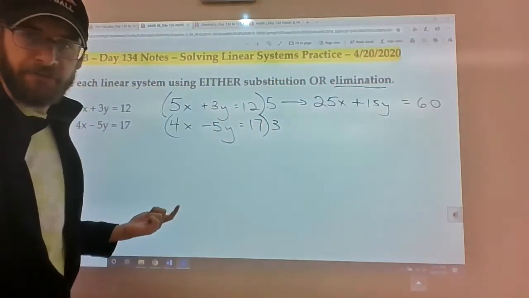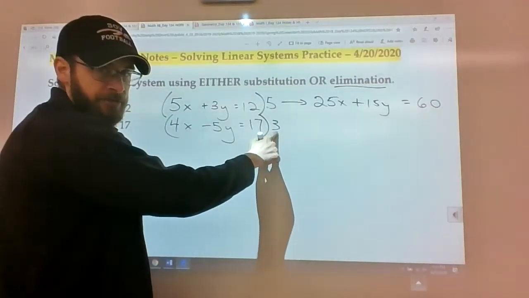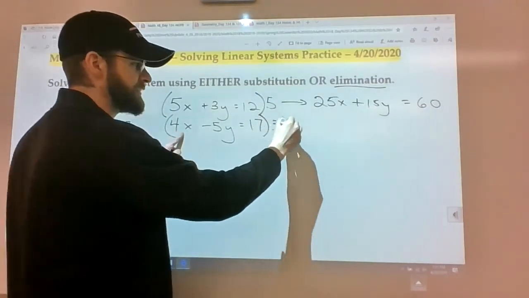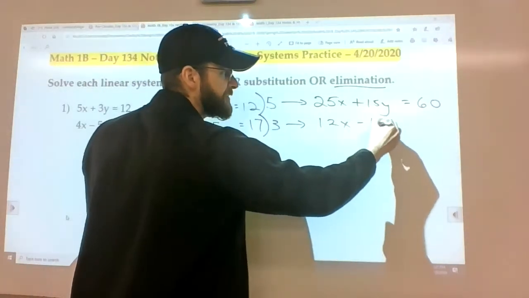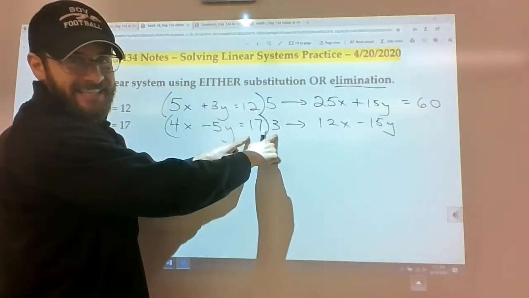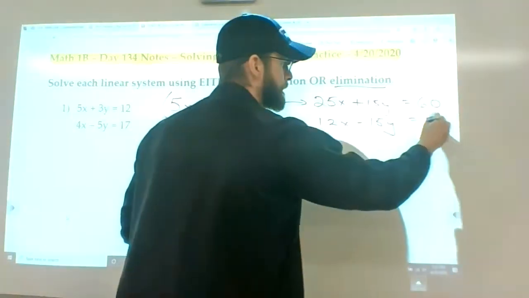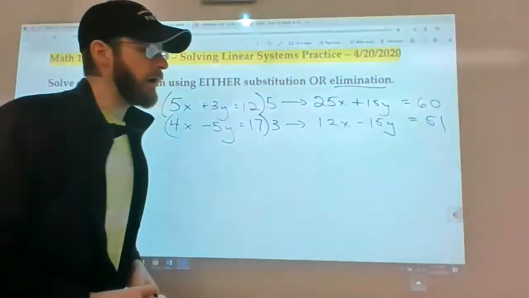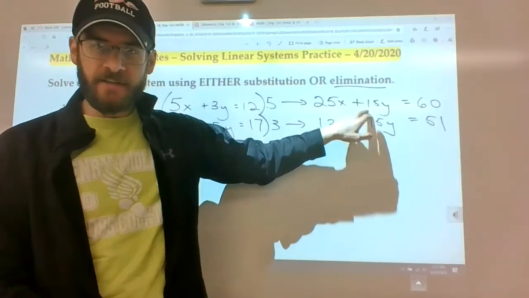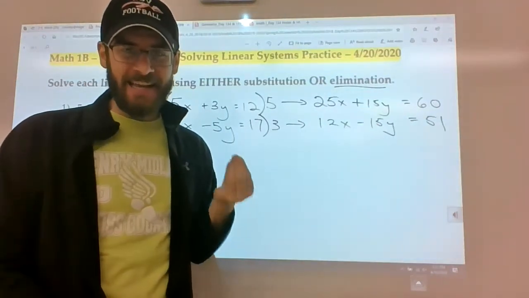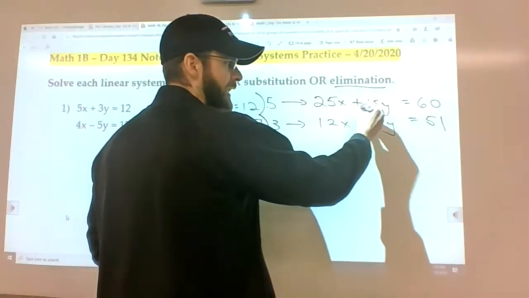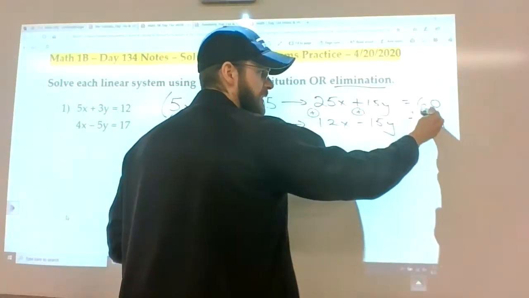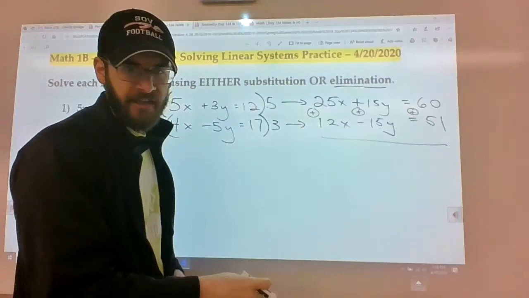All right, do the same thing for the second equation, except you're multiplying by 3 now. 3 times 4x is equal to 12x. 3 times negative 5y is negative 15y. 3 times 17 is 51. All right, like I said, when you have a plus and a minus of the exact same thing, you can just add all your columns to completely get rid of that specific variable.